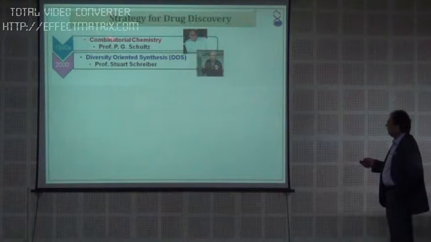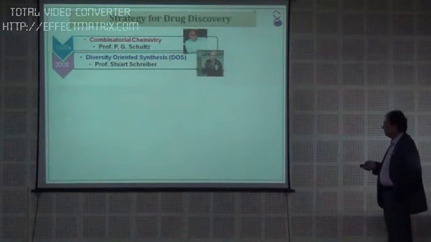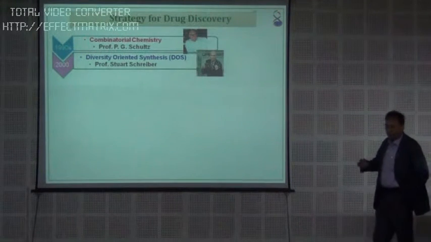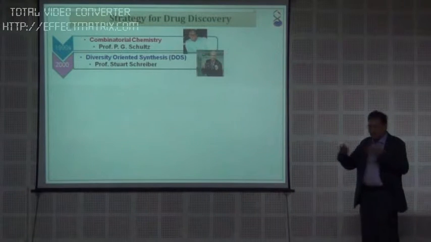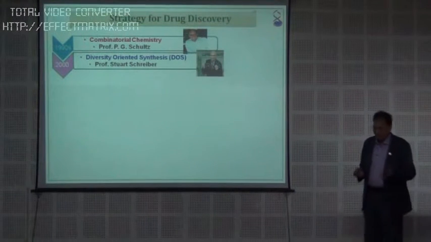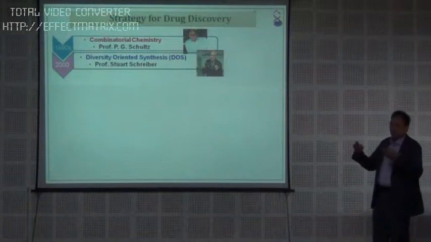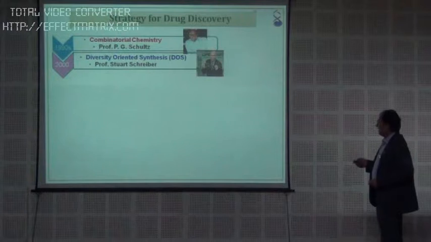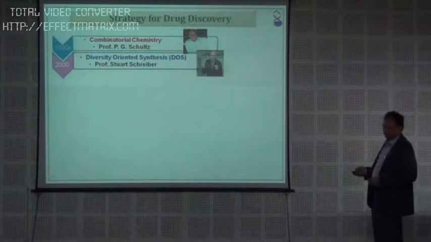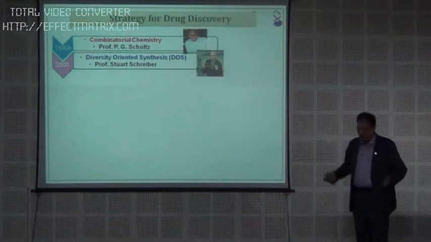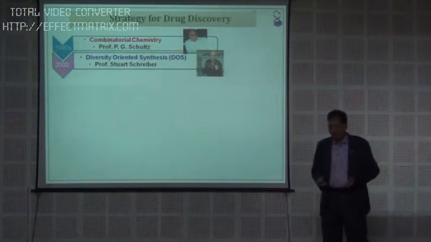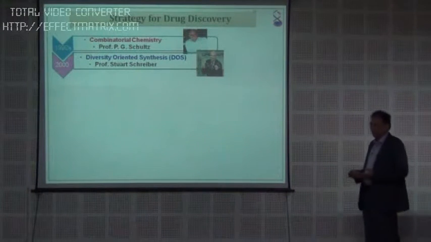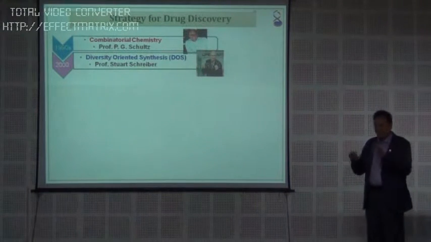With time, one of you may have heard of combinatorial chemistry. They say that you develop combinatorial chemistry, make millions of molecules, and maybe you can hit upon a drug. But that didn't work because the scaffold remained the same. Stuart Schreiber said that you do diversity-oriented synthesis. You keep on diversifying the molecule, and you may hit the molecule. But that also didn't work, because you are diversifying but the skeleton is the same.